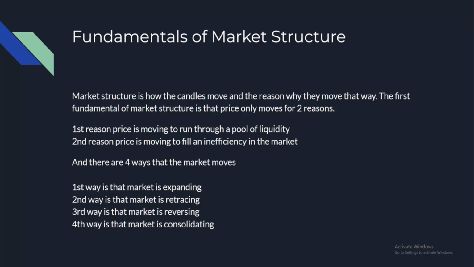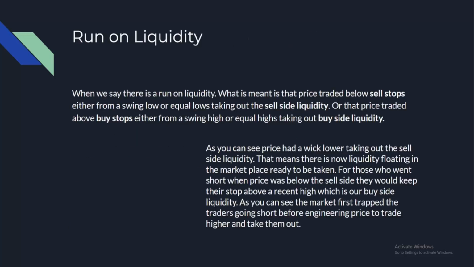And the second reason is that price is moving to fill an inefficiency in the market. And there are also four ways that the market moves. These above are the two reasons, and now I'm going to explain the ways that they move to reach those reasons. The first way is that market is expanding. Second way is that market is retracing. Third way is that market is reversing. And the fourth way, market is in consolidation. So let's get a deeper dive into what all of this means.